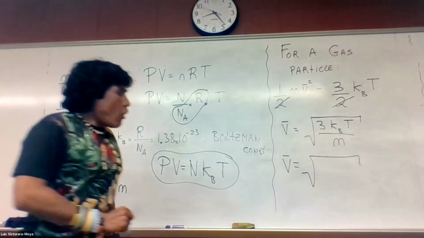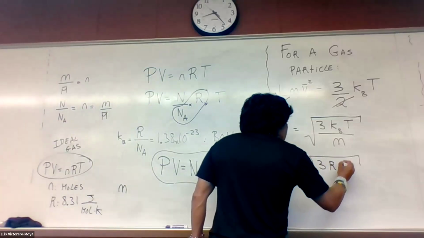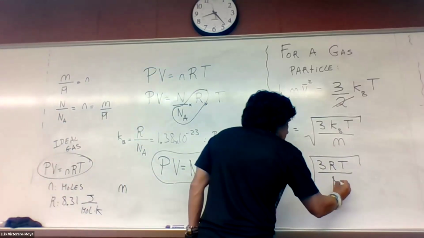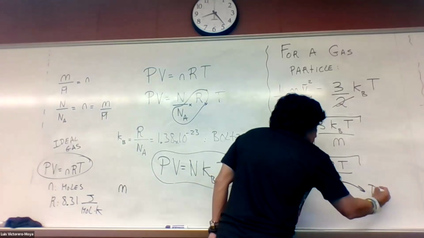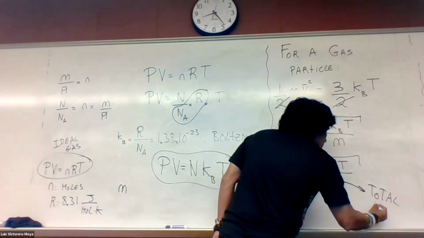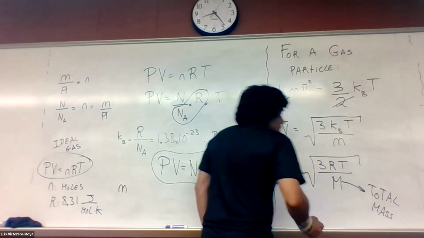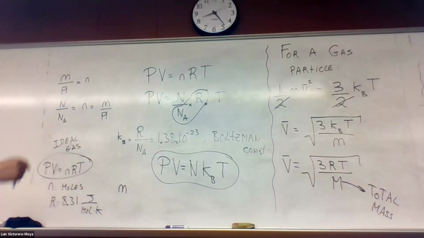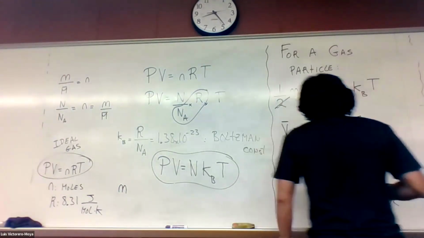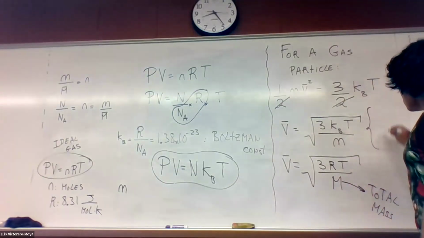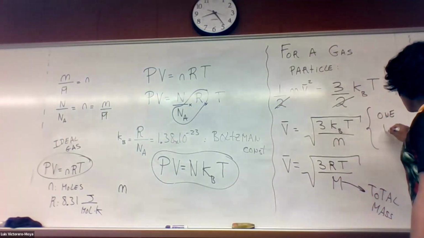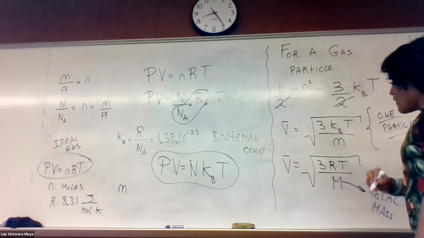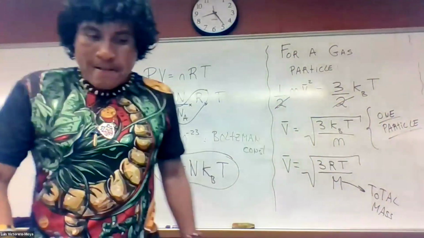The square root of 3RT over the total mass. This is the total mass of the gas. All right. So you can either use the mass of one particle. This is for one particle. All right. Can do that.